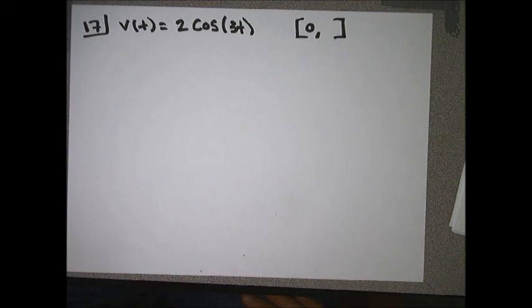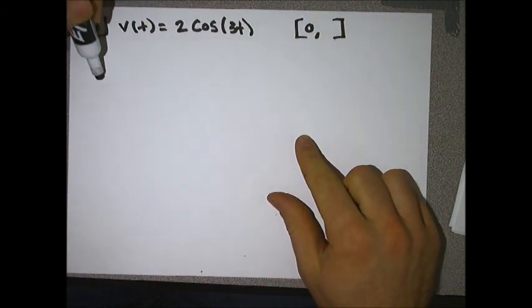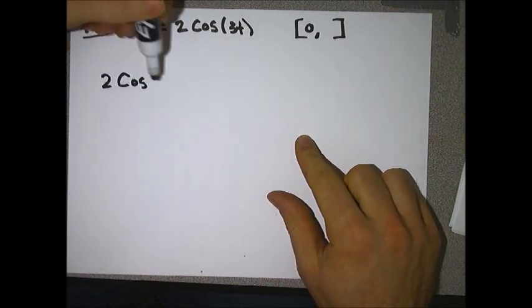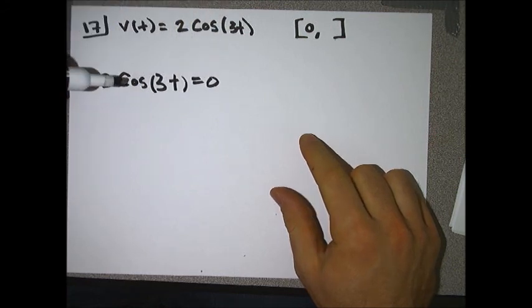So it says find the distance, so integrate my velocity, but now what does it say? It says from 0 to the first time it stops. So how do you find when it stopped? You want to set the velocity equal to 0. Okay. So I'm going to divide both sides by 2.